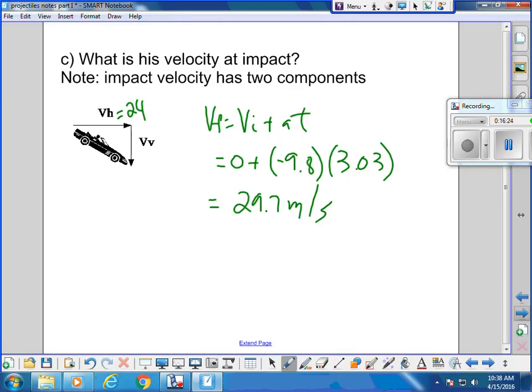Should that be negative? It's down. It should be. Is it going to matter? No, it's not going to matter. It should be negative, but it's not going to matter. So what is this impact velocity here? Those components are perpendicular. So it's pretty straightforward.